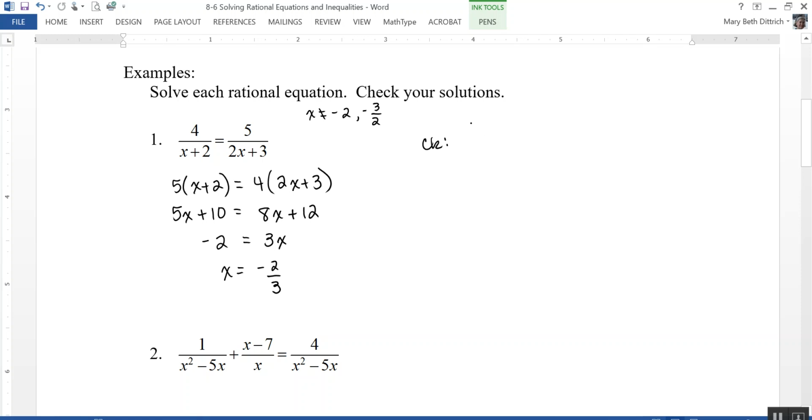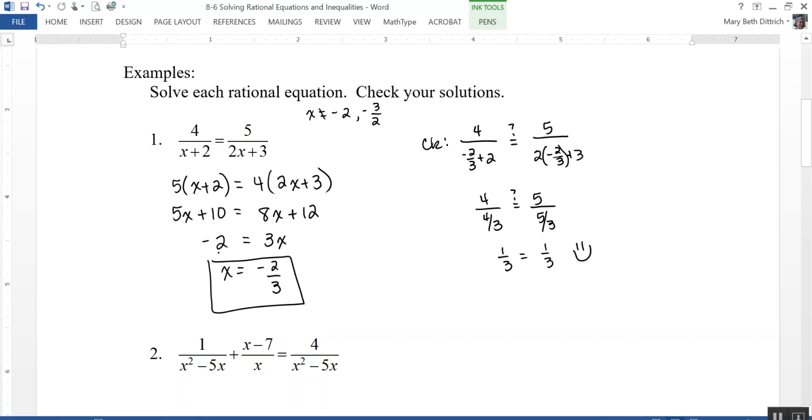I want to plug that back into my original. So is 4 over negative 2/3 plus 2 equal to 5 over 2 times negative 2/3 plus 3? Oops, negative 2/3 plus 3. And that's going to be: is 4 over 4/3 equal to 5 over 5/3? And please do use your calculator, and it does check. 1/3 equals 1/3. It checks, so my answer is x equals negative 2/3.